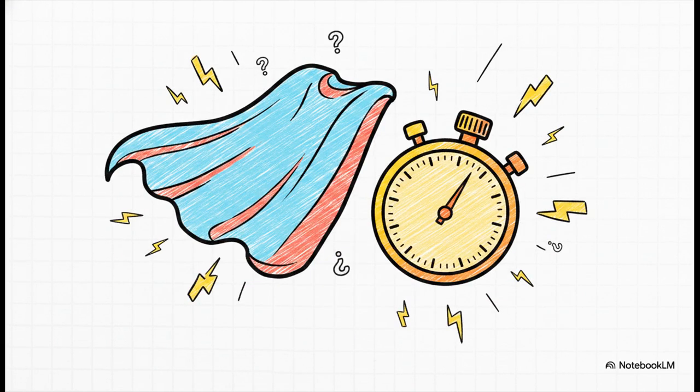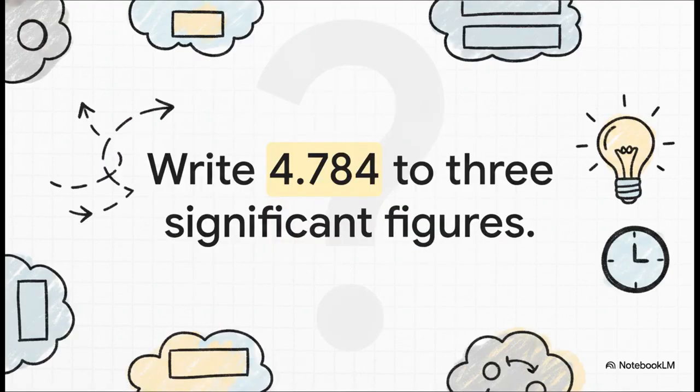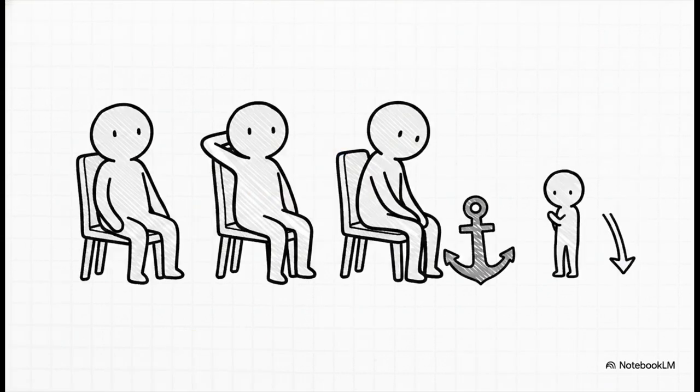All right, let's keep this momentum going. We're moving on to some rapid-fire quick quizzes. Here's your first quick quiz. Write 4.784 to 3 significant figures. Let's see what happens when our deciding digit isn't quite as intimidating. Run through those 4 steps in your head real quick. You got your answer? Okay, let's see how you did.